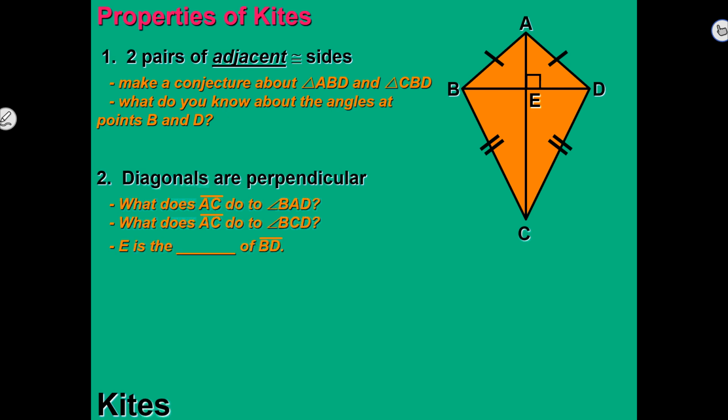So now we can say that E is the blank of BD. What is E on line segment BD? No, what is point E? It's a what? No, the mid-segment's a line. What is point E? Midpoint. Very good. All right, so E is the midpoint of BD. All right, third thing is that it has one pair of opposite angles that are congruent.